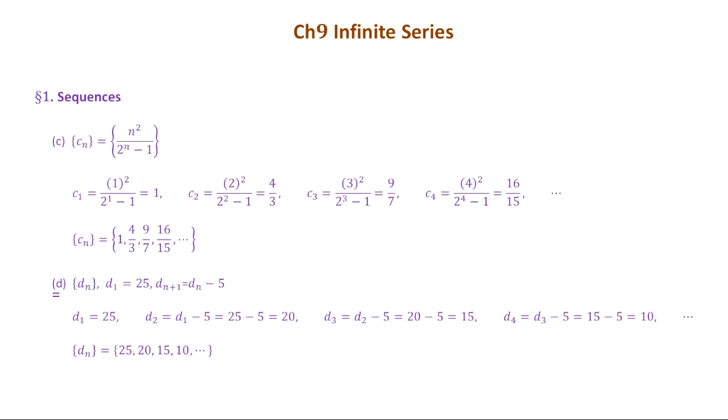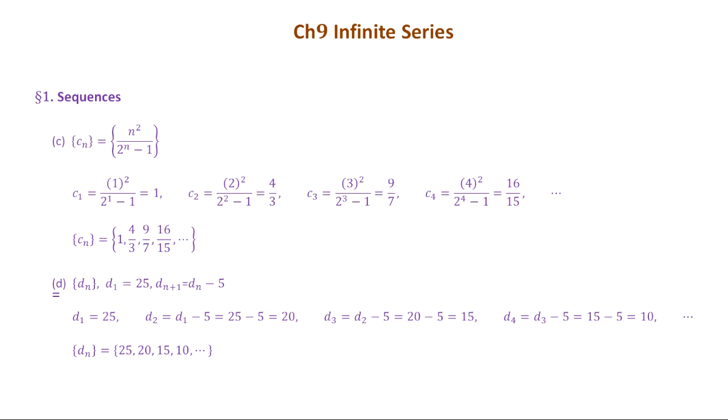So that's sequence Cn. The next sequence is a little different. We have a sequence Dn. But this sequence is defined in a different way. It's defined recursively. The value for the first term d1 is given to be 25, but then the other terms are defined based on a formula between d of n plus 1 and dn.